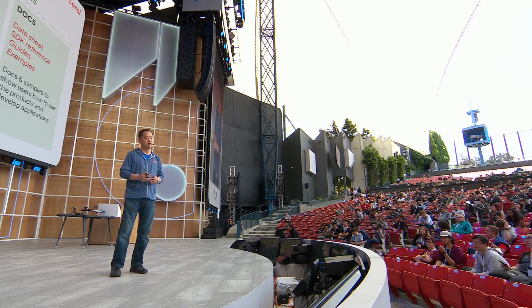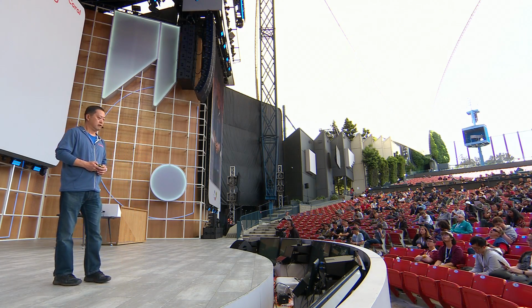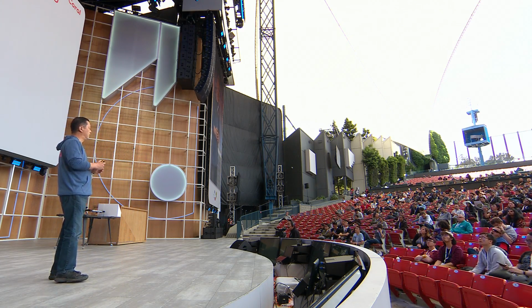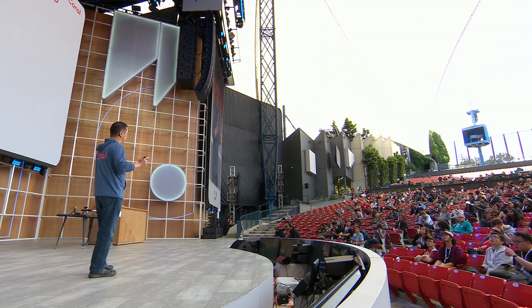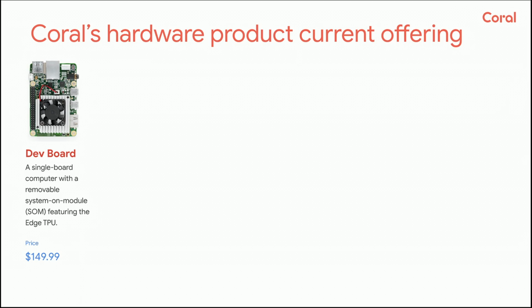So now we know what the Coral product suite contains. Let's take a little more detail look at the hardware components. Coral hardware products, we offer a suite of hardware to you in terms of prototyping and developing applications. The first one is called the Coral Devboard. As you can see in the picture here, it retails for about $150. It's a single board computer with an operating system on board and machine learning capability right on the device.